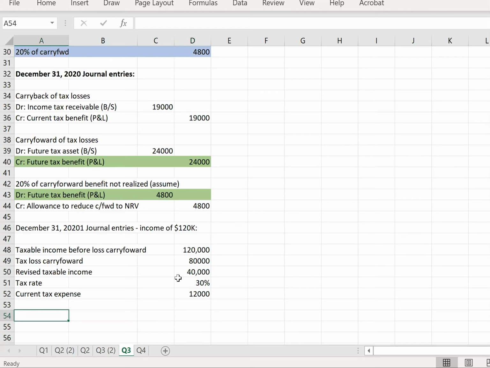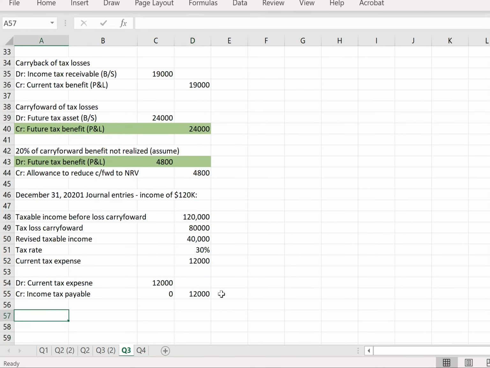So our journal entry to record that is going to be debit current tax expense, ignore my spelling there, 12,000, and credit income tax payable. So this is our regular current tax expense entry that we would record for current income taxes.